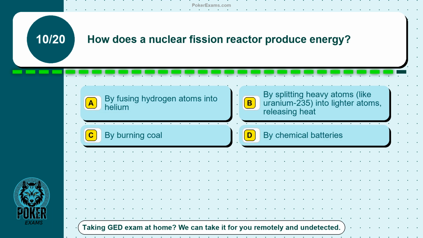Question 10. How does a nuclear fission reactor produce energy? Option A. By fusing hydrogen atoms into helium. Option B. By splitting heavy atoms, like uranium-235, into lighter atoms, releasing heat. Option C. By burning coal. Option D. By chemical batteries.